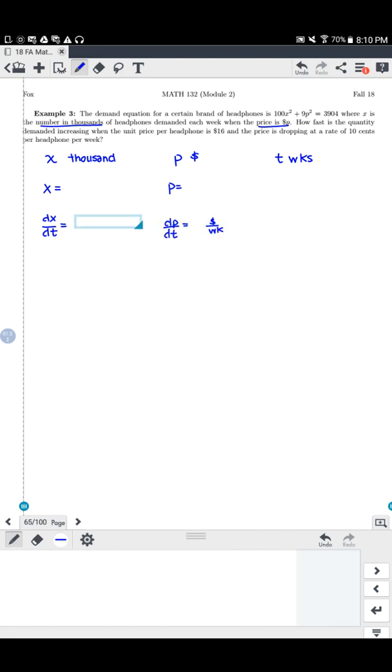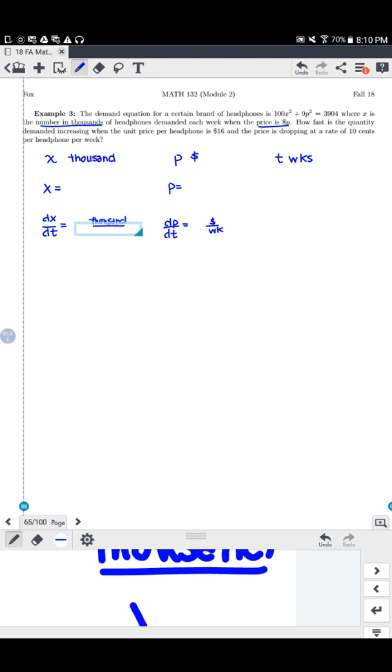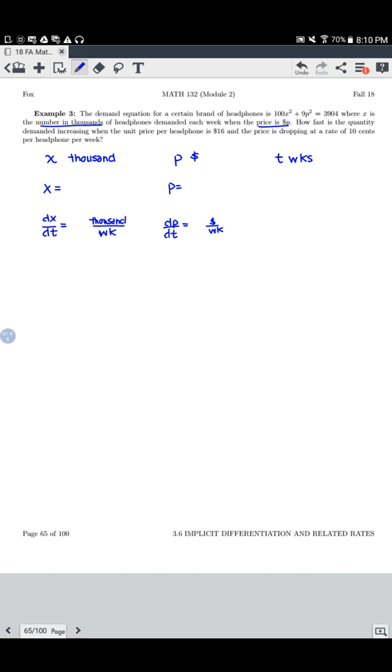And knowing that T is weeks now helps me with this one. This is in thousands of headphones for X. And then my T is in weeks. So kind of just filling out the same chart at the top consistently. It helps make these problems a little less overwhelming.